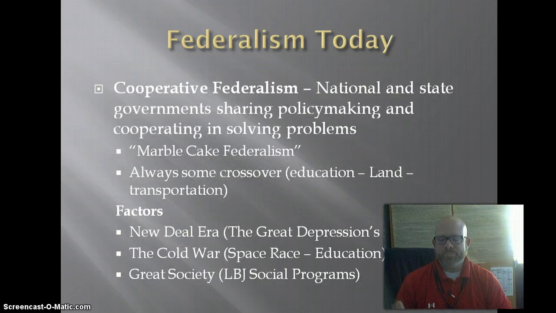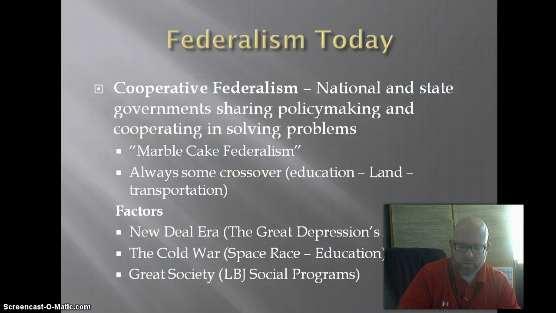Today we have a much more contemporary view of the way federalism works, and that's called cooperative federalism. Cooperative federalism is when your national and state governments really are going to share a great deal of the policy making, and they're going to cooperate in solving problems that face both the state and the federal government. Now, the metaphor for modern federalism is known as marble cake federalism.